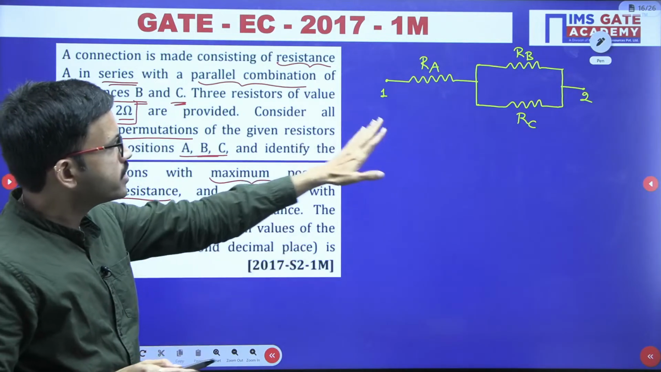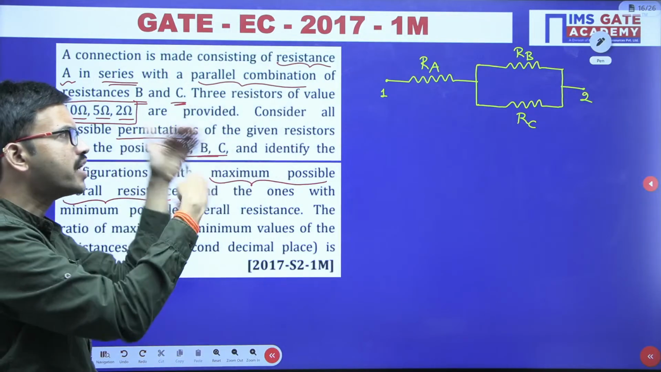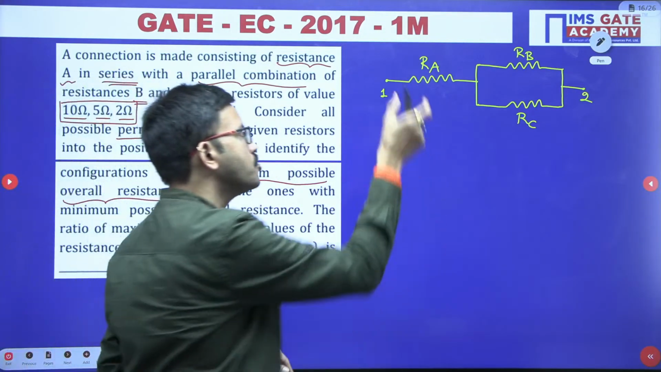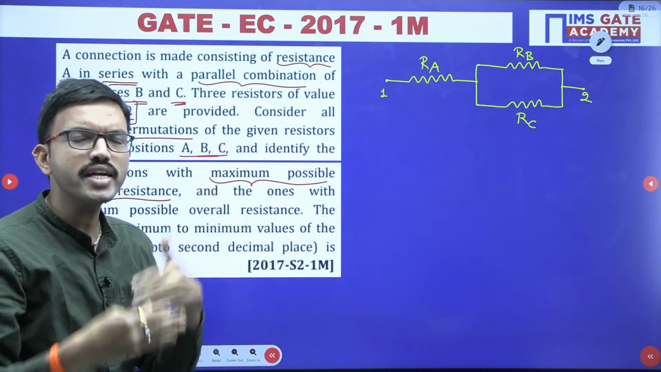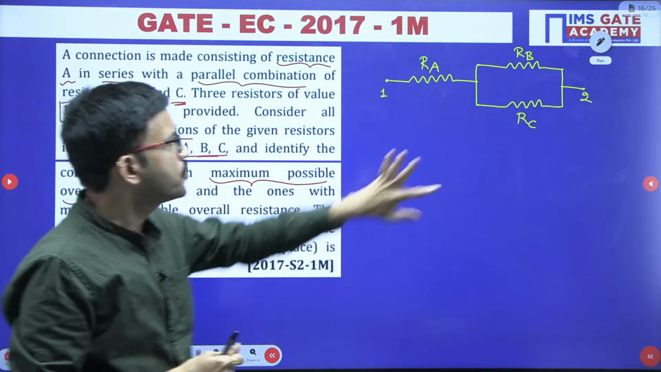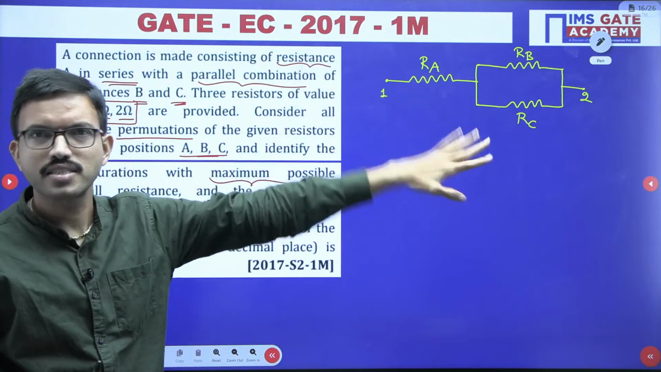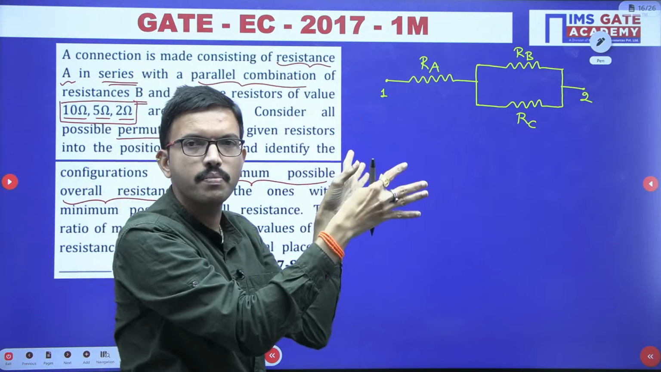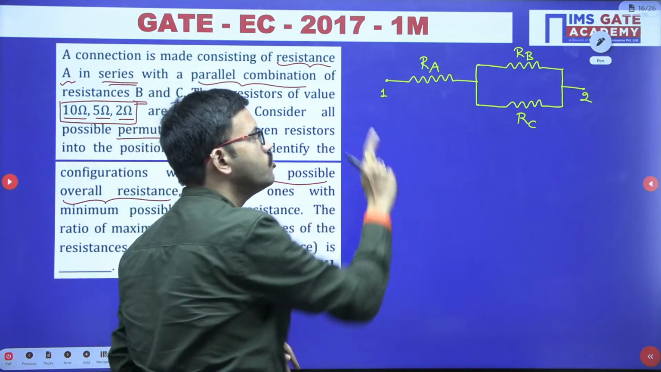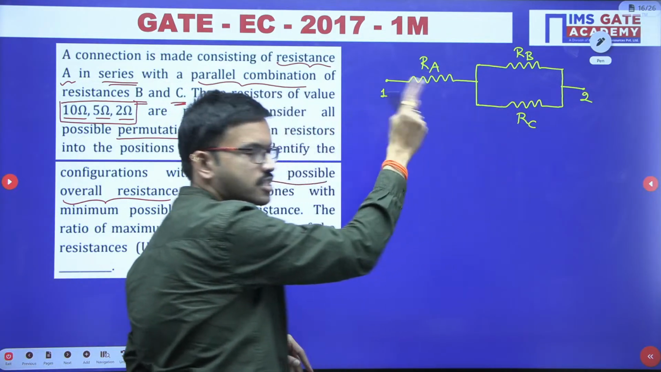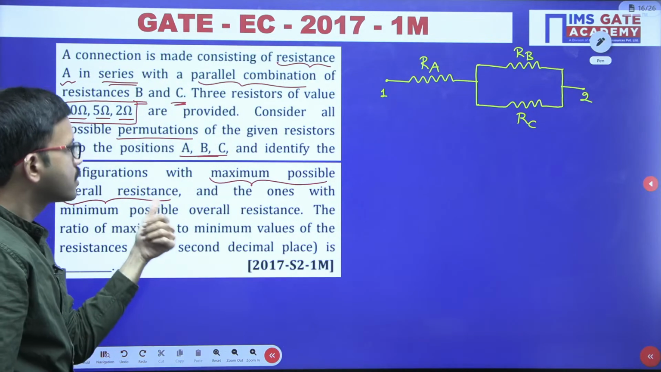For one resistor, one resistance value; for another resistor, another resistance value. It's not that for RA you have to consider 10, RB 5, RC 2. Not like that. You can do permutation and combination. You can give one value to this one, another value to RB, another value to RC. Do all the possible combinations, and in one configuration you will get the maximum equivalent resistance between terminals 1 and 2. That one you have to calculate.